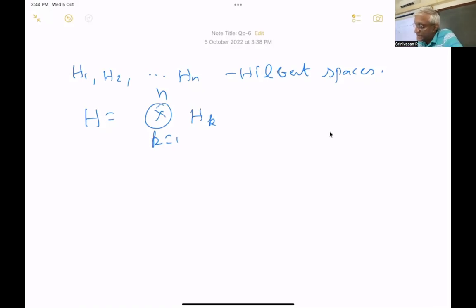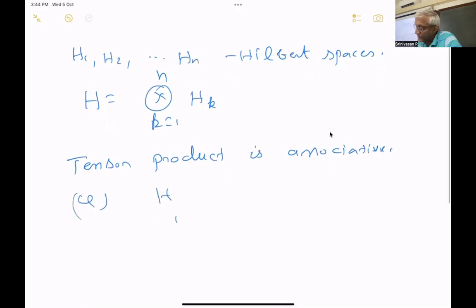So for H1 up to Hn, we can take H1 tensor H2 and then take that tensor H3. We can do it in two ways. So this tensor product is associative. That's what I want to mention. Associative. That is, if you take H1, you can tensor with H2. So that gives a Hilbert space. Then you can tensor with H3. That is another Hilbert space.